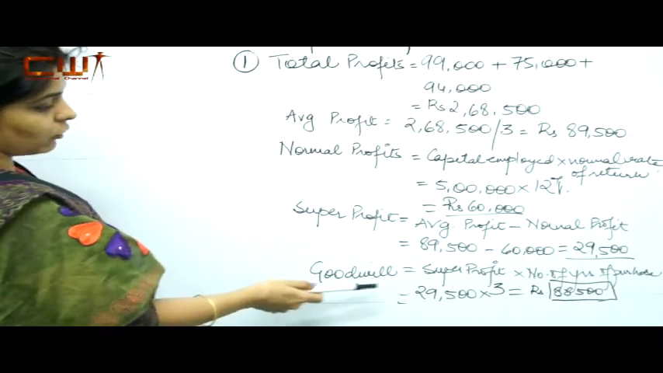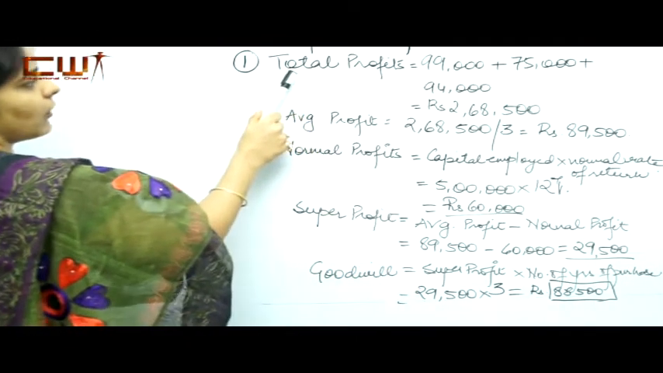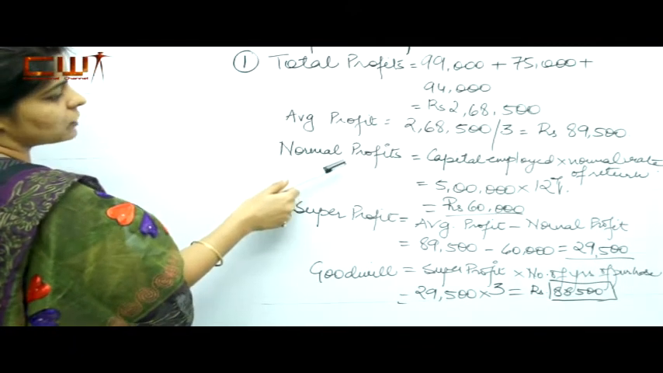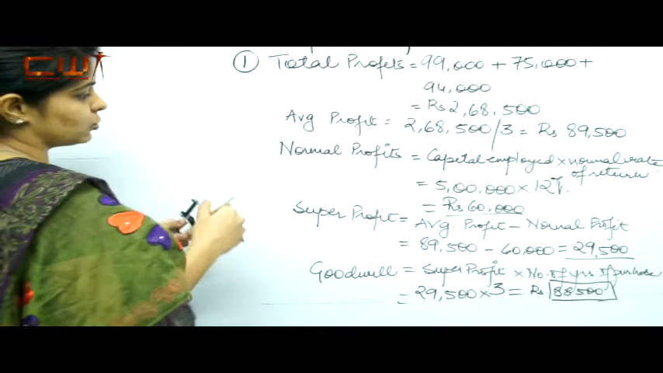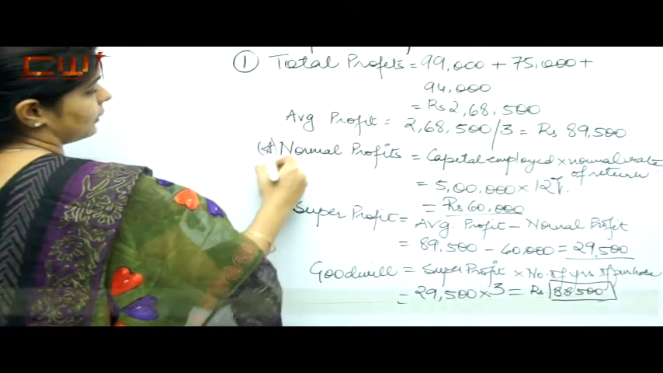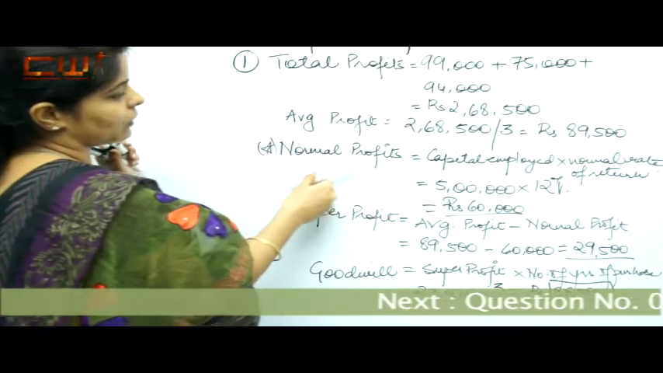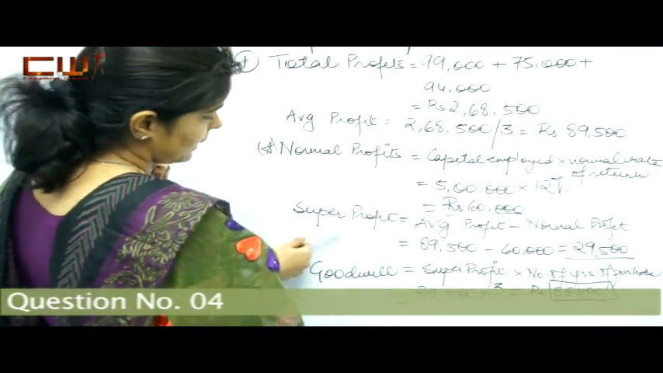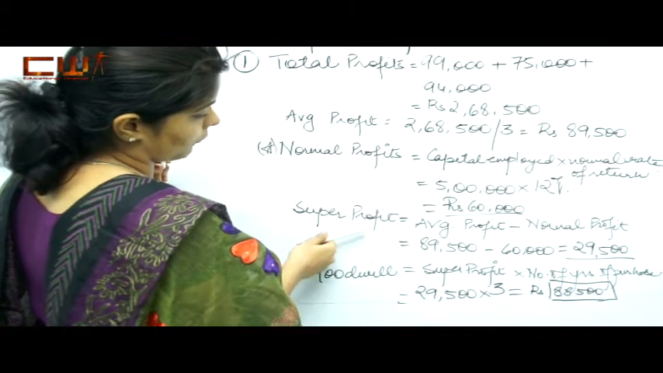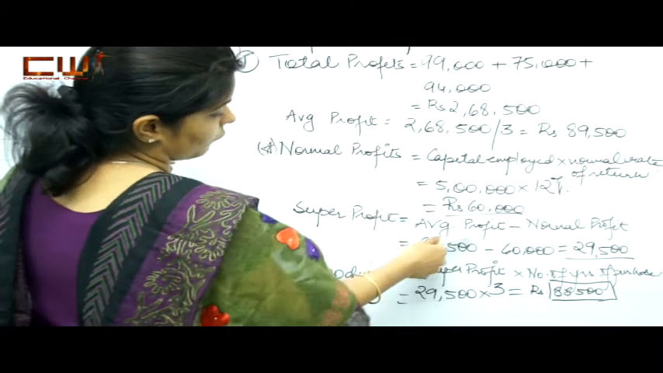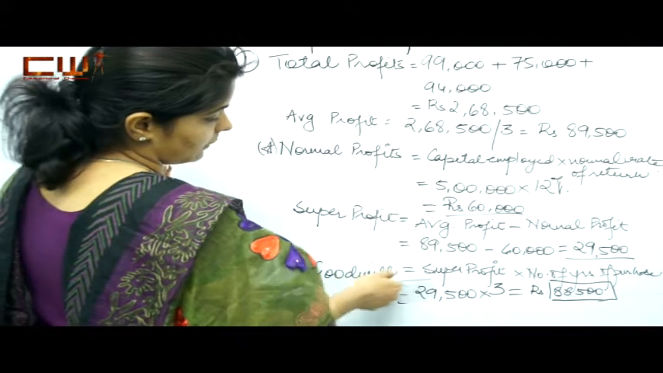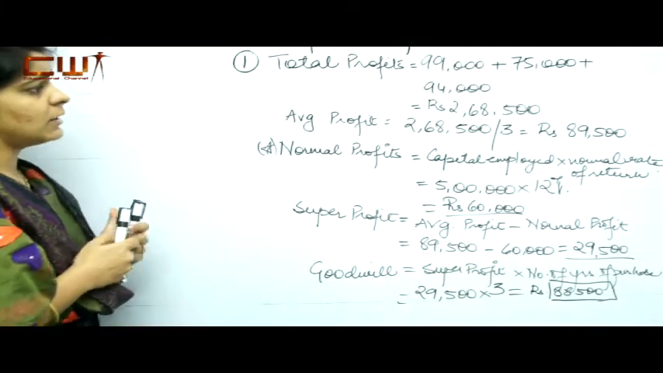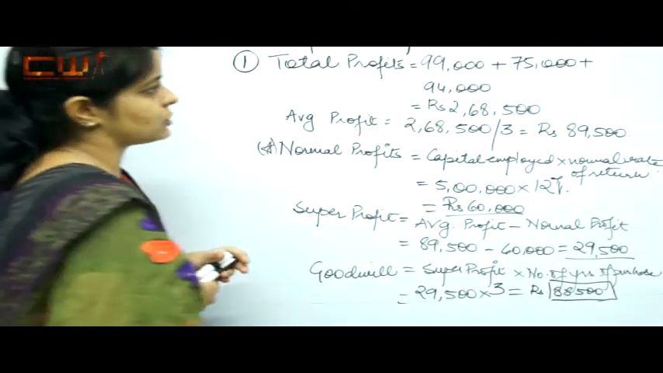You have to find out goodwill by super profit method. You have found out the total profits, then the average profit. After finding out the average profit, this is a new thing. Please do this very clearly. This is something that you have not done earlier. You will be finding out the normal profits by capital employed into the normal rate of return, right? Then finally you will arrive at super profits by subtracting normal profit from the average profit. Then goodwill will be super profit into the number of years of purchase. This is the first question. We will switch on to the other question, please.